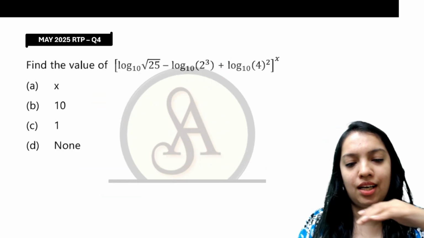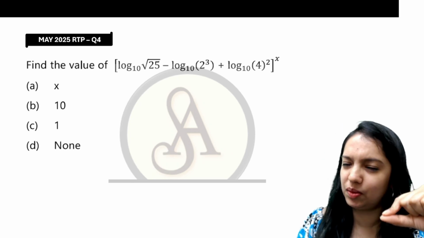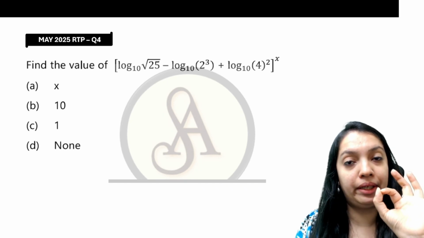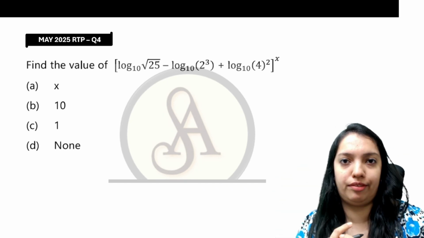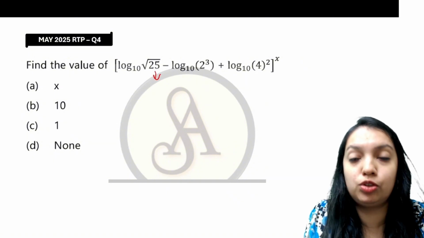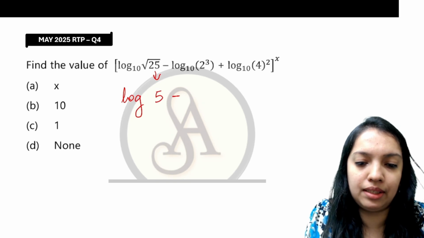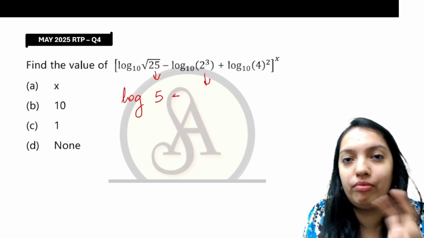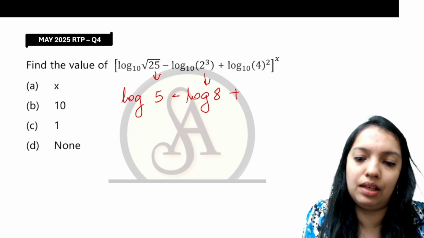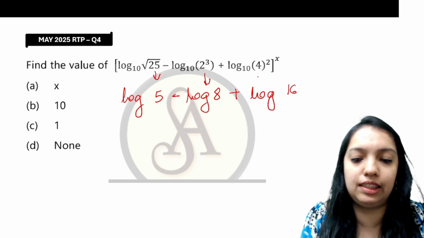Fourth question. This question has frequently repeated in examinations. A similar question is also there in ICAI material exercise 1D, but power x was not there for this. So let's try to solve it. What do you mean by the square root of 25? It is log 5 minus. What do you mean by 2 cube value? 2 into 2 into 2 value is equal to log 8 plus. What do you mean by 4 square? The value is equal to 16.